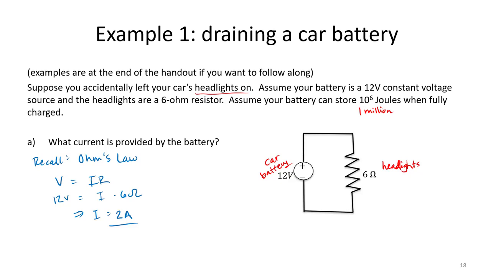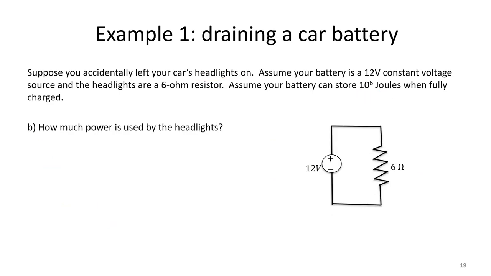Let's move on to the next part. Next part asks, how much power is used by the headlights? Think about how you would solve that. Pause the video if you need. So recall, we know that voltage is 12 volts, current is 2 amps, and our resistance is 6 ohms. So what we need to do here is plug into a power equation.